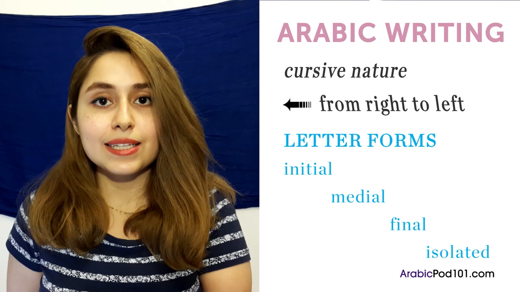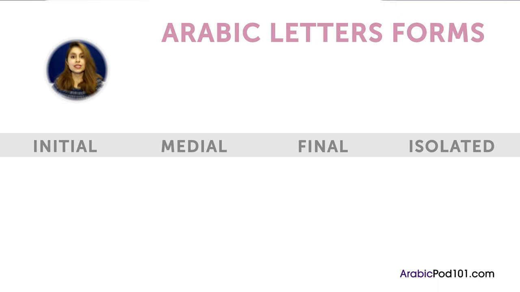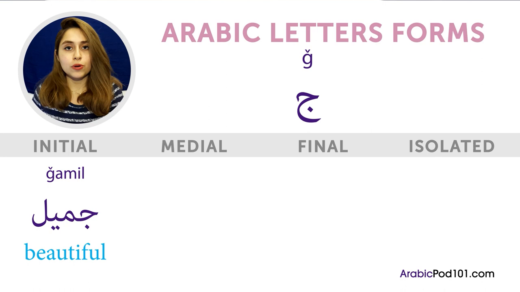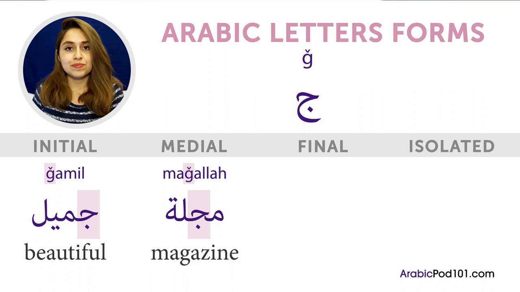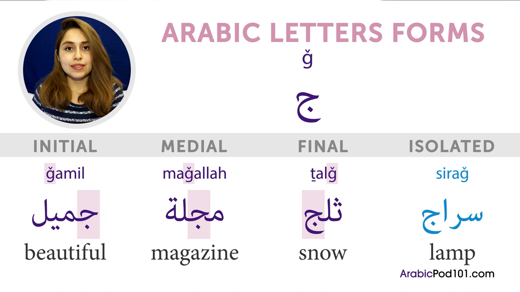Let's see examples of some letters in their four different forms. The letter جيم. Initial, جميل, beautiful. Medial, مجلة, magazine. Final, ثلج, snow. Isolated, سراج, lamp.